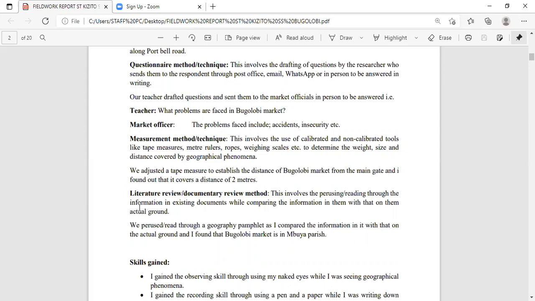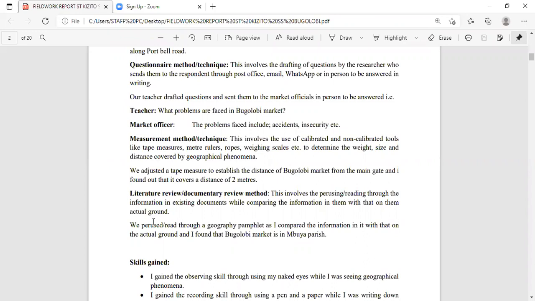Then you come to this method called literature review or documentary review. There is a difference between documentation and documentary review. Documentation is recording. Documentary review involves the use of existing documents, so that you can compare them with the information on the actual ground. You can get maybe a journal, a newspaper pull out. You can get a text, a pamphlet of Sekalega that has that area of study.